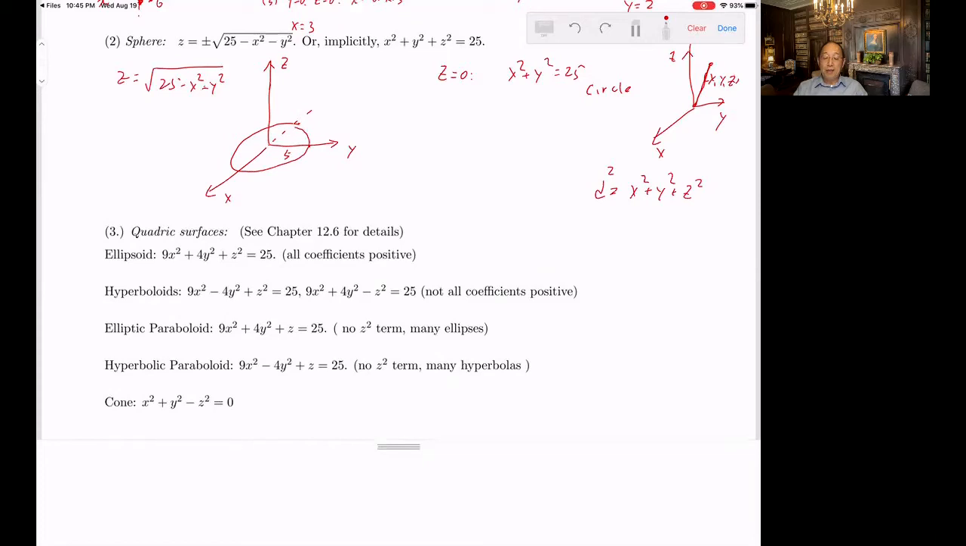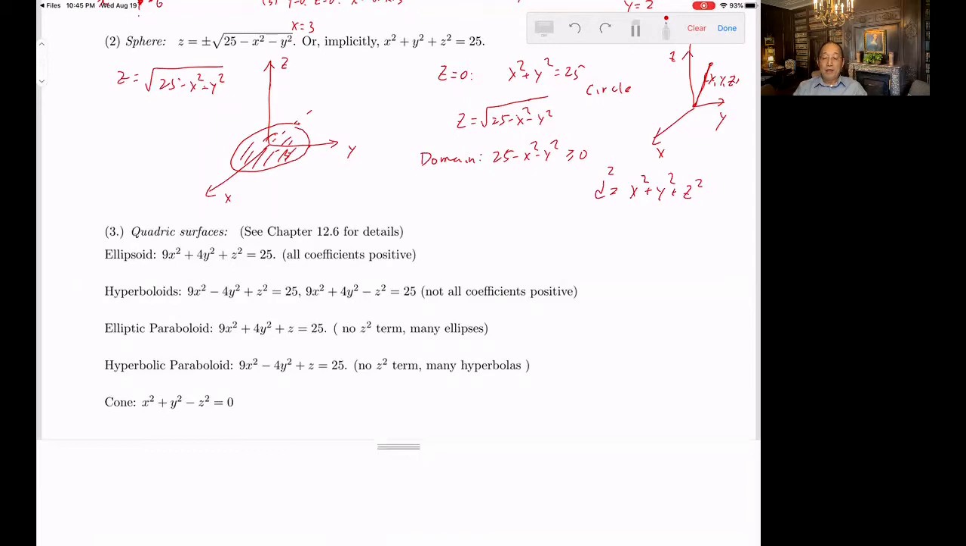Okay. Now, if you look at what's happening here, because z is equal to the square root of 25 minus x squared minus y squared, we will see that the domain is 25 minus x squared minus y squared must be bigger than or equal to 0. So in fact, this is our domain as well. Okay, so z is equal to 0.